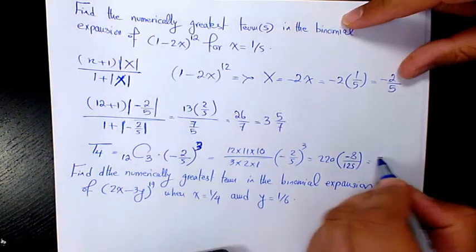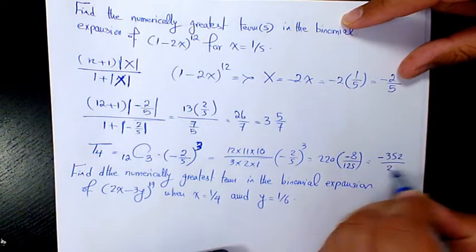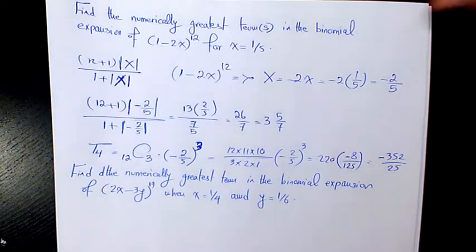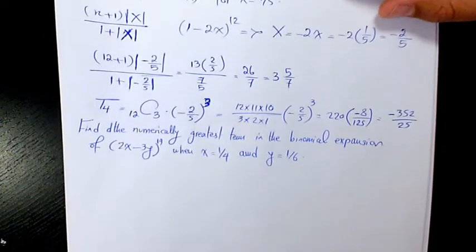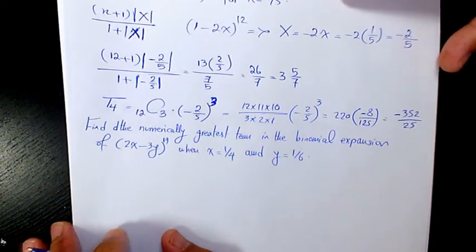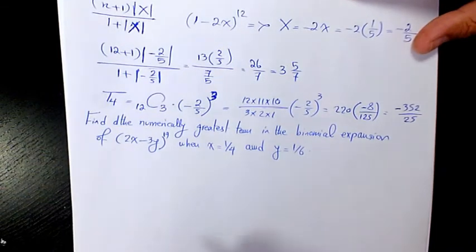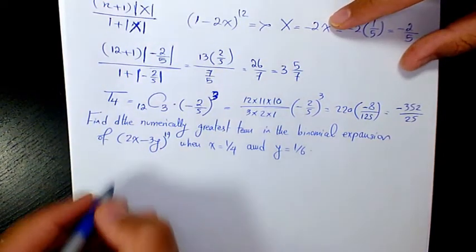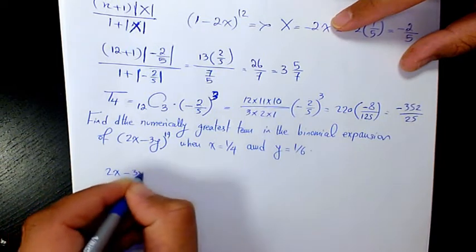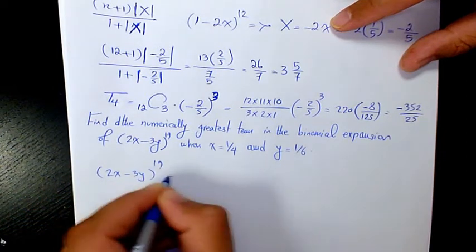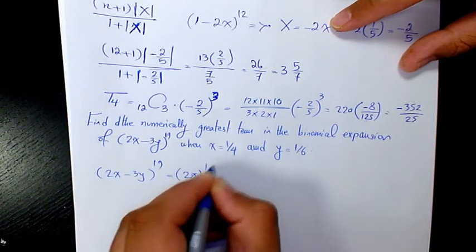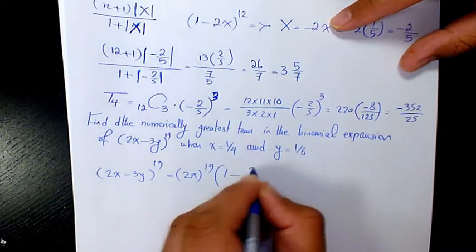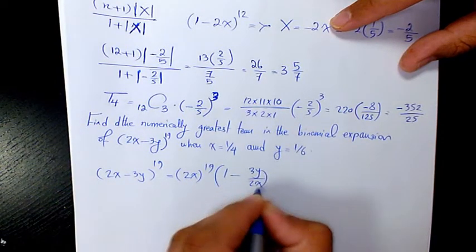Then the answer is going to be negative 352 divided by 25. Now next one, it says find the numerically greatest term in the binomial expansion of (2x minus 3y) to the power of 19 when x is 1 over 4 and y is 1 over 6. So that's going to be (2x minus 3y) to the power of 19. You take the (2x) to the power of 19 out. Then you have (1 minus 3y over 2x) to the power of 19.